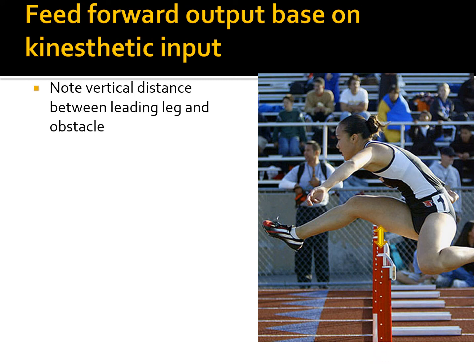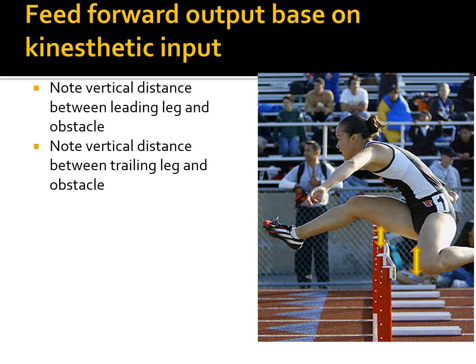Now, specifically in this case, look at the vertical distance between the lead leg and the obstacle, which is really just a few centimeters. And note the vertical distance between the trailing leg and the obstacle. So if she does not flex and abduct that trailing leg, she's going to smack the hurdle with her left thigh in this case, or her left knee. However, she's able to lift in time in order to do this, and that comes from practice.